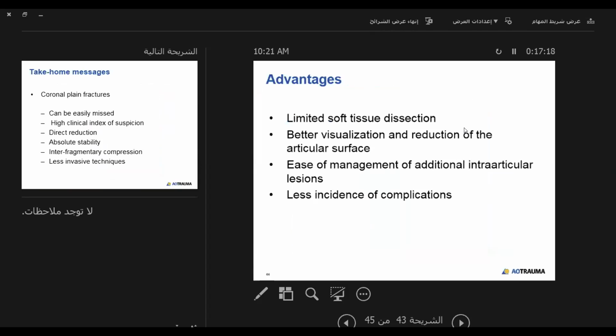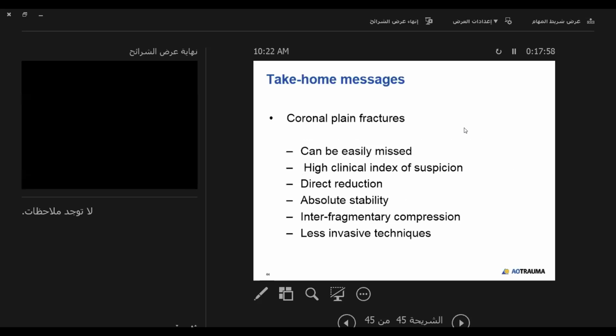So the advantages of early diagnosis and arthroscopic treatment are that you will do your surgery with limited soft tissue dissection, better visualization and reduction of the articular surface, and easy management of any additional intra-articular lesions, for example, meniscus injuries, ACL, or whatever you find. For this case, we also encountered the rupture of the medial retinaculum of the parapatellar tendon. We did a percutaneous repair for it. So you can manage the other associated intra-articular injuries with this scope-assisted technique, and you will have a lower incidence of complications.